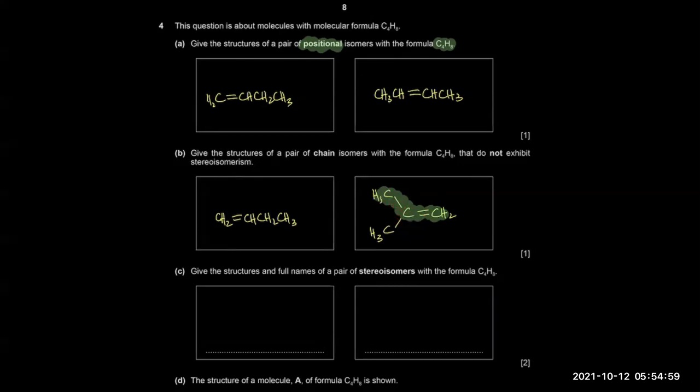nahi hai. Okay. Give the structures and full names of a pair of stereoisomers with the formula C4H8. So tell me, which of these alkenes that I've drawn actually shows cis-trans isomers? Which of these alkenes that I've drawn shows cis-trans isomerism? Butene, right? Exactly. So we can say that in butene we have either this guy, and make sure you show it clearly, kaise ke trans hai. We have either this, ye kaun sa isomer maine banaya yahan par?